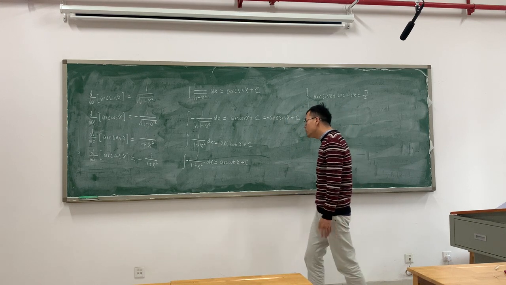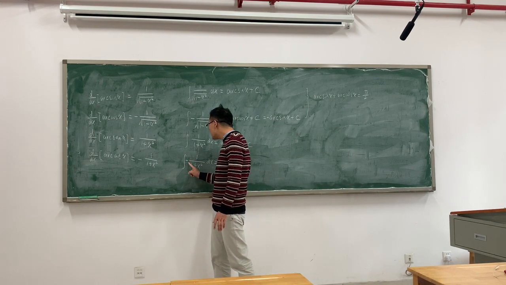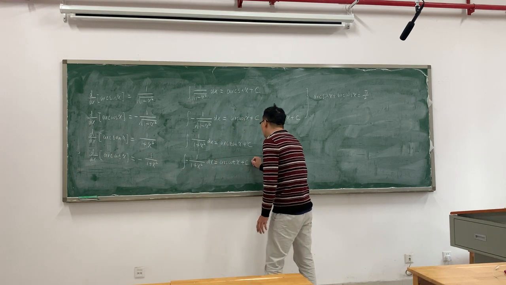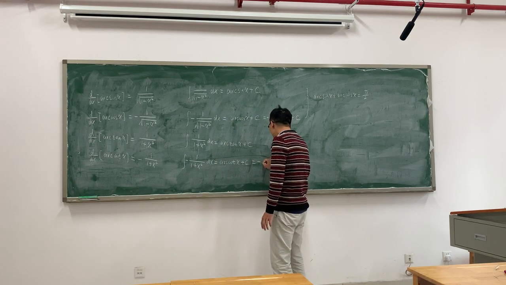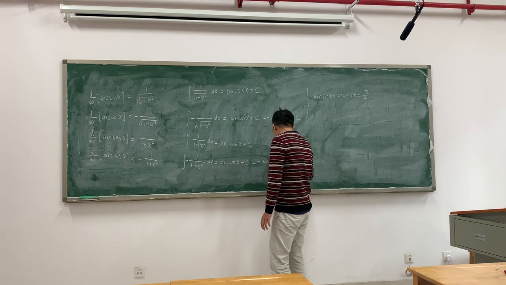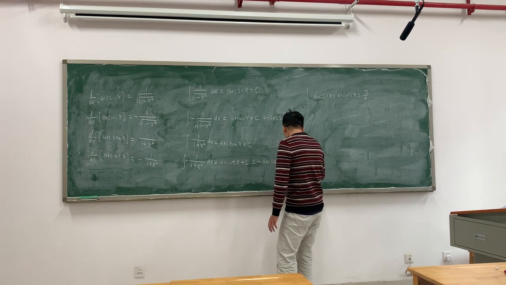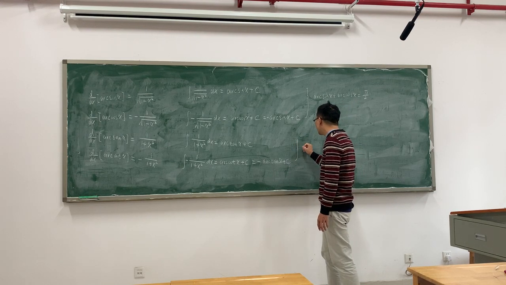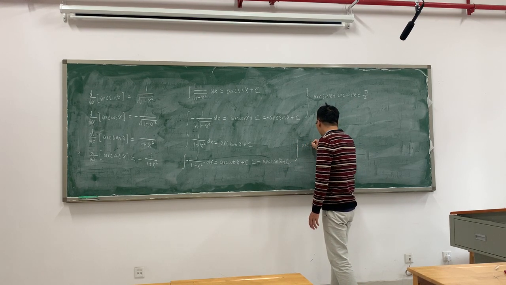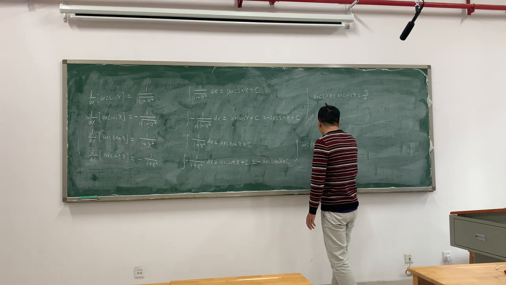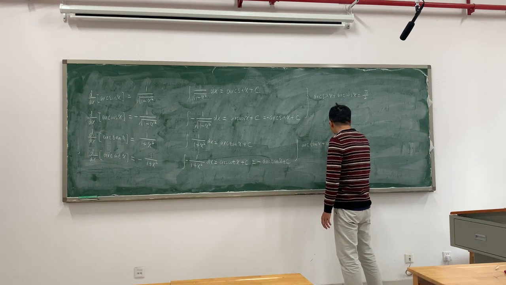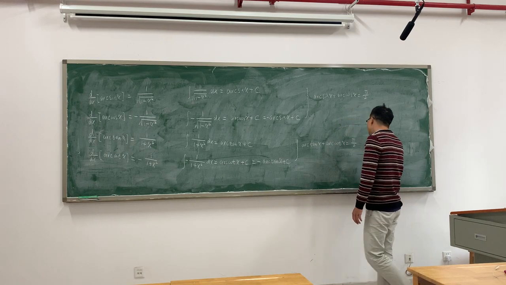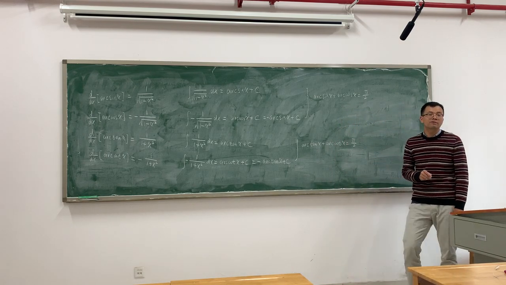Actually, the minus 1 moves through the integral sign, so it's also equal to minus arc tangent x plus c, because arc tangent x plus arc cotangent x is also 1/2 pi.